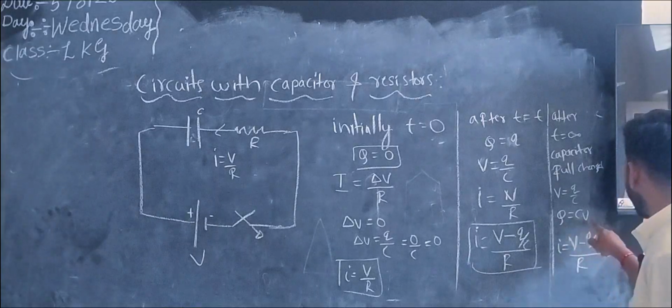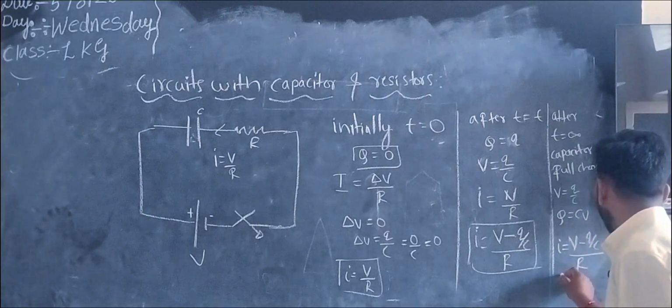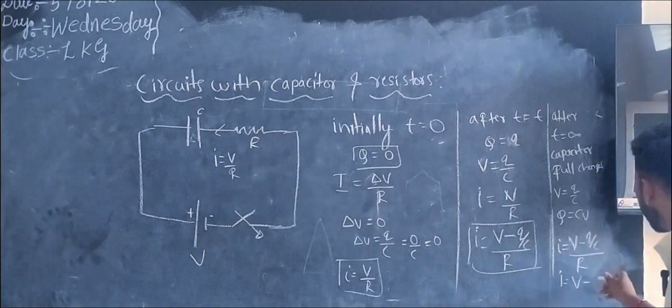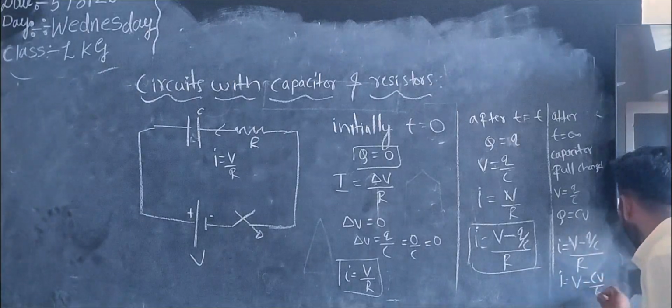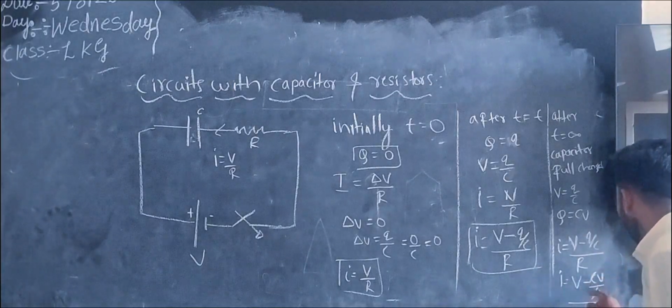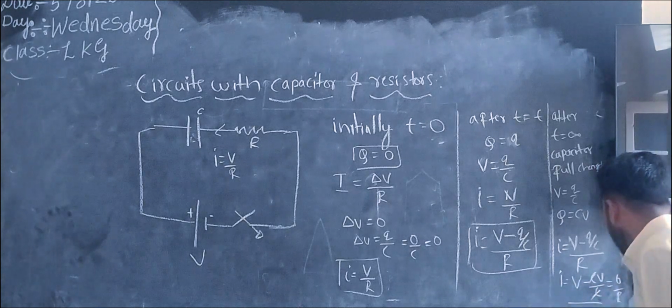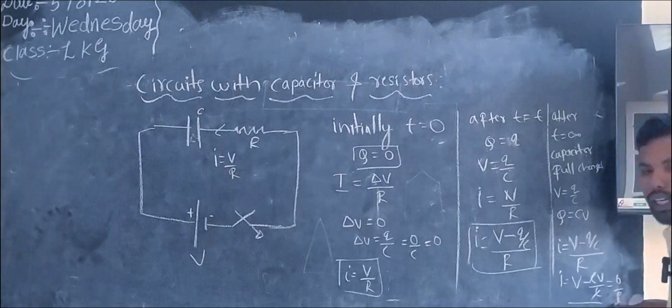Q is C into V, so C by C divided by R, C cancels. V minus V is 0. 0 by R, 0 above, not defined below.